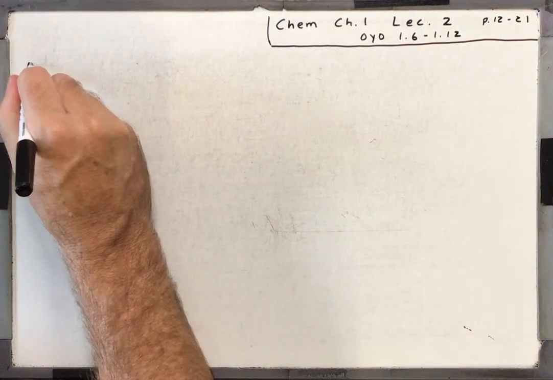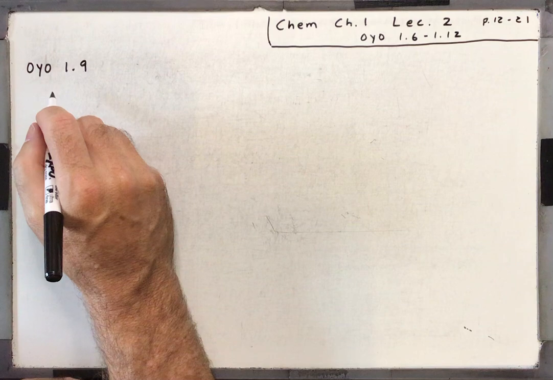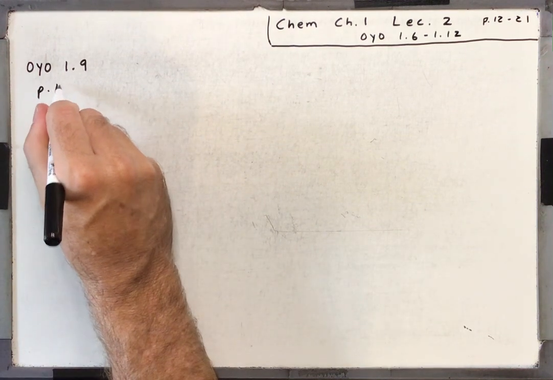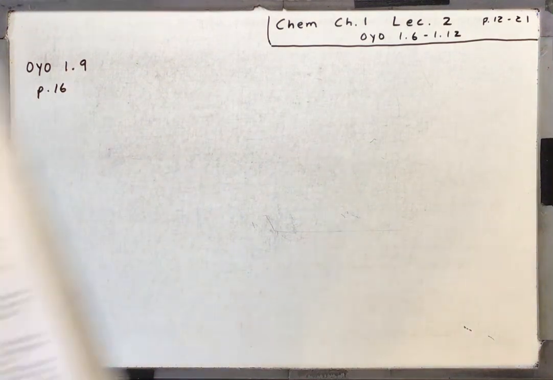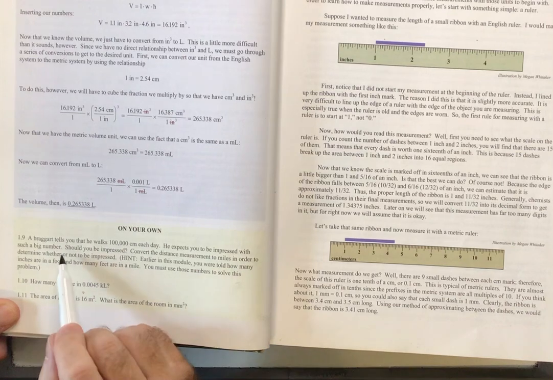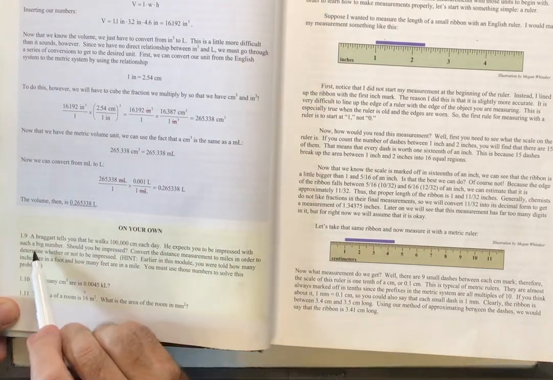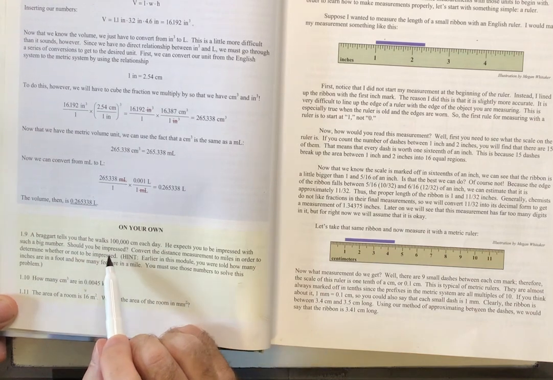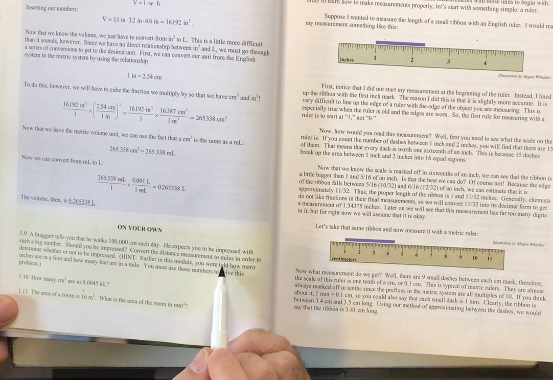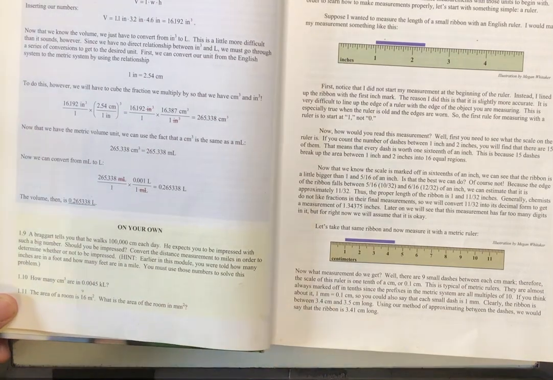So we're going to do 1.9 on, let's see, this is the bottom of page 16. All right, so let me get that into view. So it says, a braggart tells you that he walks 100,000 centimeters each day. He expects you to be impressed with such a big number. But should you be impressed? And then the author says, convert the distance measurement to miles in order to determine whether or not to be impressed.